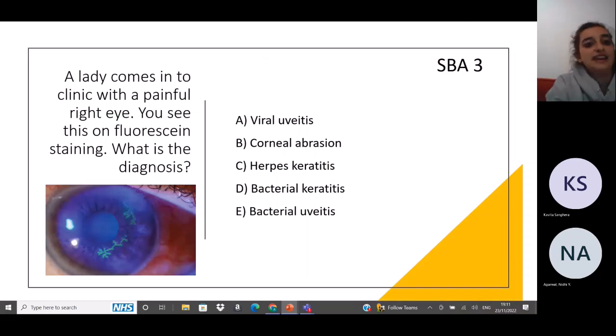So next, SBA. A lady comes into clinic with a painful right eye. You see this on fluorescein staining. So what is the diagnosis? Is it going to be viral uveitis, corneal abrasion, herpes keratitis, bacterial keratitis, or bacterial uveitis?